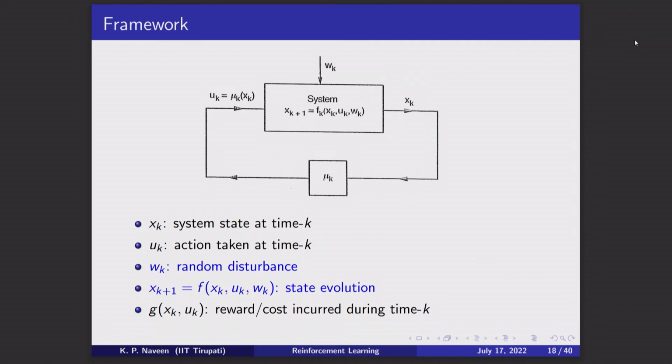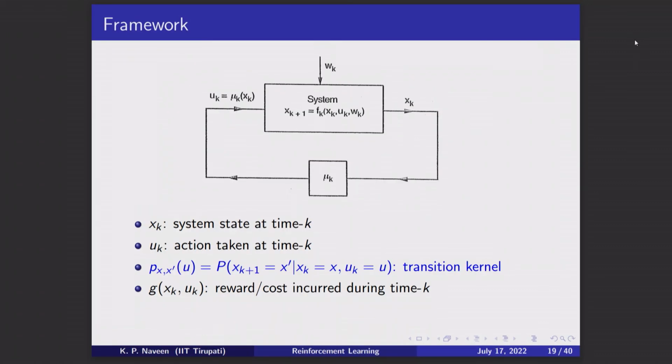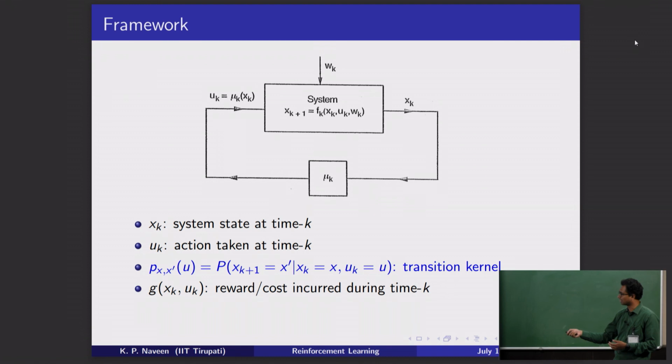Now, what I will do is, there is this random disturbance and also the state evolution. So these two components, right? This random disturbance and state evolution, I want to encapsulate both of them into a transition kernel.